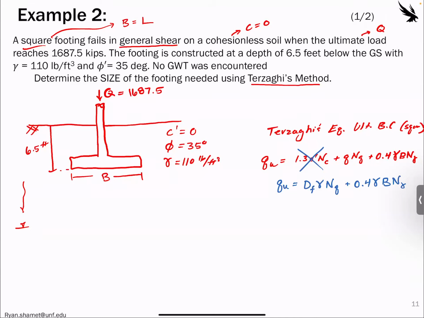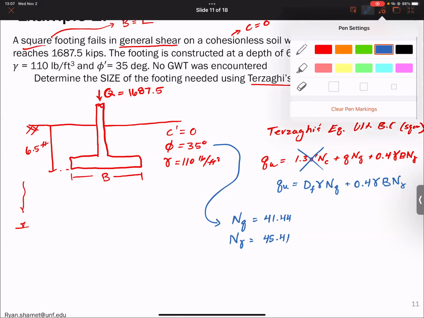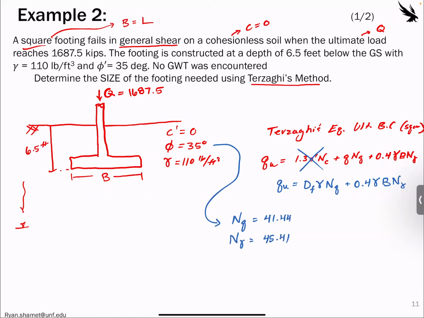Okay, so for a friction angle of 35 degrees, our Nq is going to equal 41.44, and our N gamma is going to be 45.41. And we don't need to worry about the cohesion term here. So what we'll do is set up an equation, but what you probably see already is we do not know our base here. So we're going to set this equation up with the base as an unknown, and put everything simplified as far as we can.